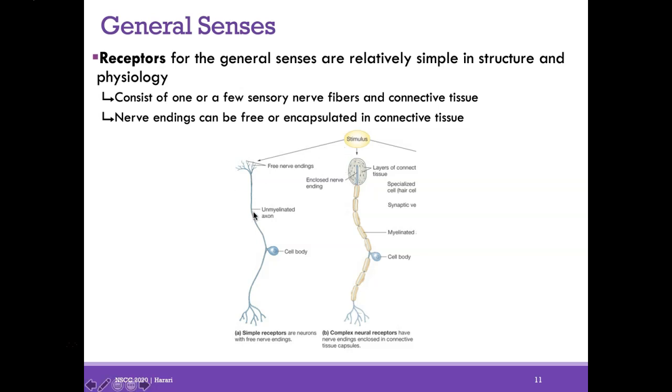Regardless, we have the cell body that's out of the way, right, in unipolar sensory neurons. The nerve ending can be either free or encapsulated in connective tissue. The actual axon can be unmyelinated or myelinated. The cell body is always out of the way in a unipolar neuron.